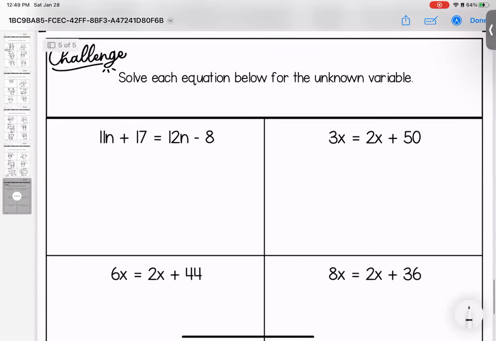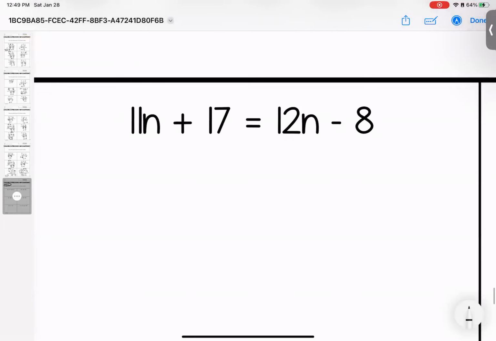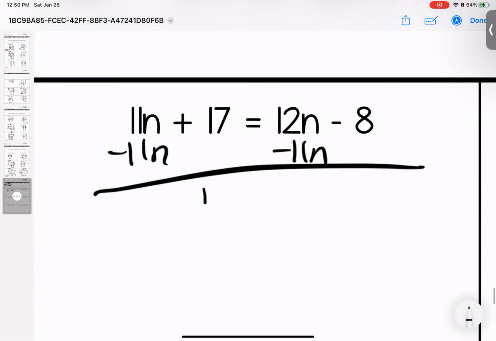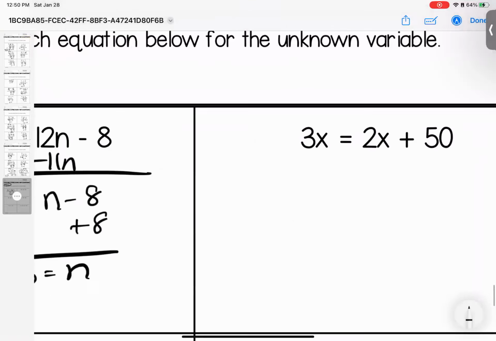All right, last page for this week. You'll see up here, I labeled it a challenge because all of these have double variables. If you did not feel up for that, that is okay, but it's worth a try. All right, my loves, we're going to start with getting our variables on the same side. So here I have 17 is equal to n minus 8. Kick the 8. 17 plus 8 gives me 25 is equal to n.